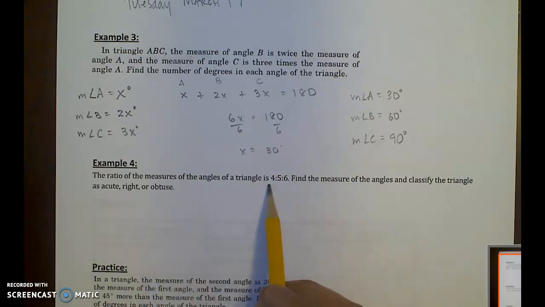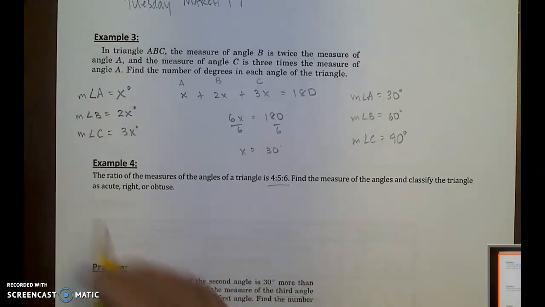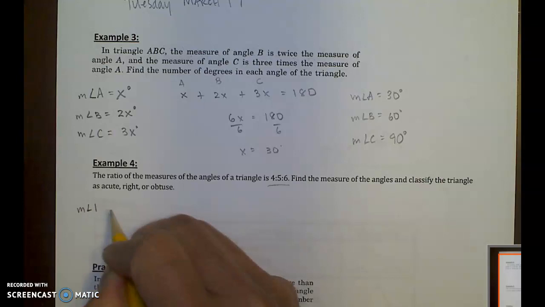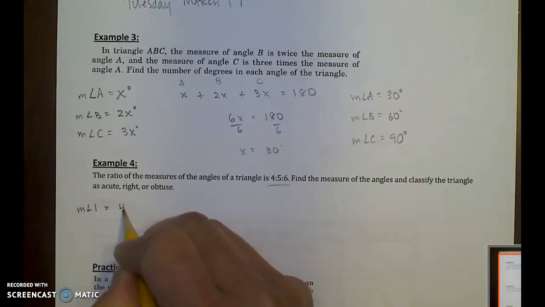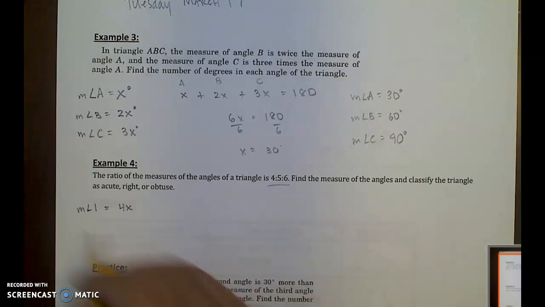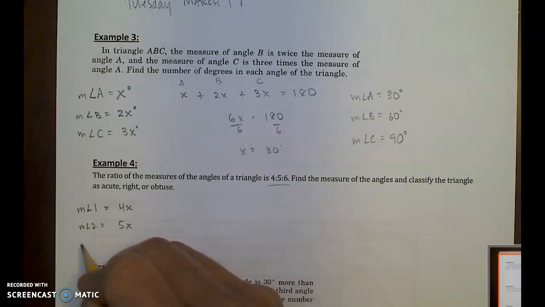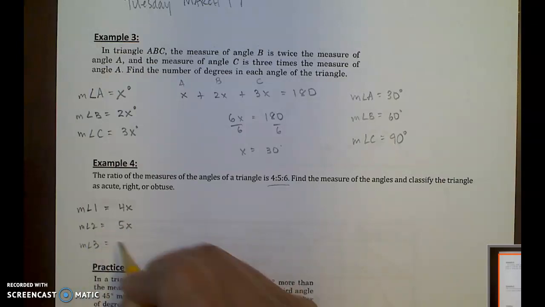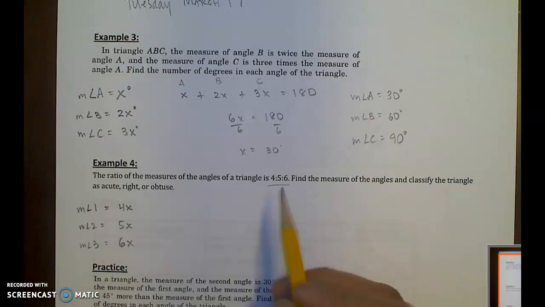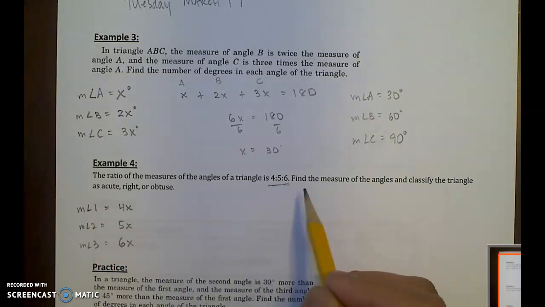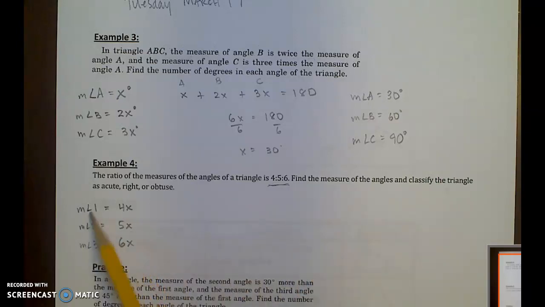Okay, so when we have a ratio problem like this one, what we're going to do is say the measurement of angle 1 is equal to 4x, so that's using the 4. The measurement of angle 2 is equal to 5x, and the measurement of the third angle is equal to 6x. So every time you have a ratio like this about parts, whether it be angles or sides, you can label the parts, and then with these values, you just attach x's to those.